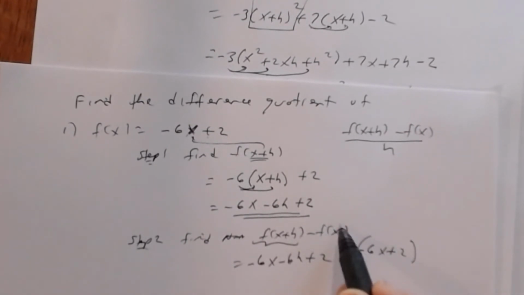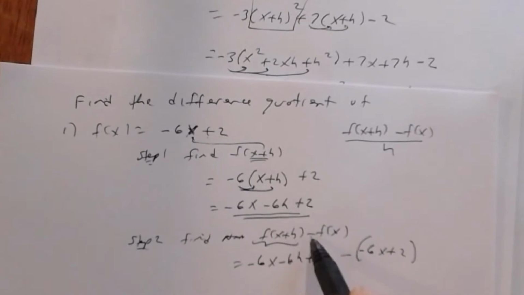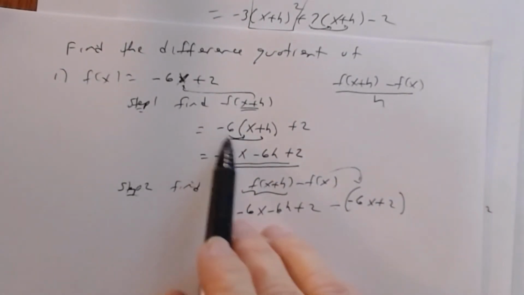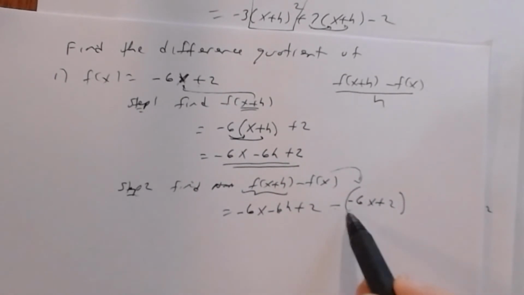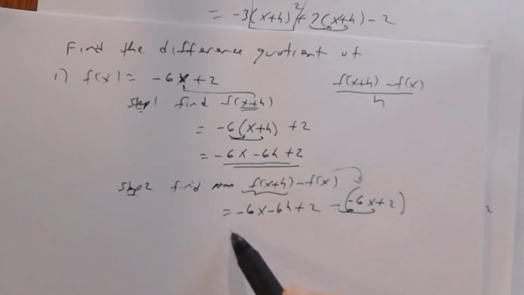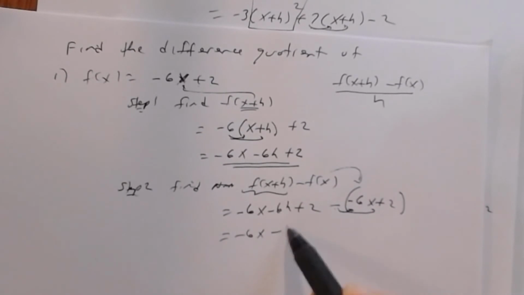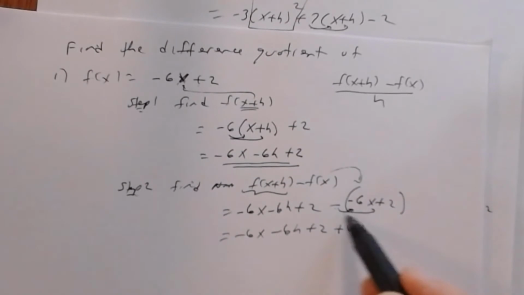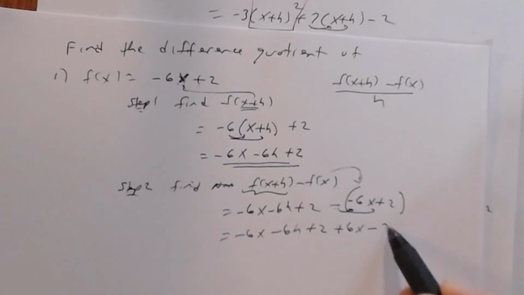So when you rewrite f of x, when you say minus f of x, subtract f of x, make sure you put f of x in parentheses. Now you're going to get rid of the parentheses, just like you got rid of the parentheses here. So you can distribute a negative through here. So I get negative 6x minus 6h plus 2. And when you subtract a negative 6x, that becomes plus 6x. And when you subtract a positive 2, that becomes a negative 2.